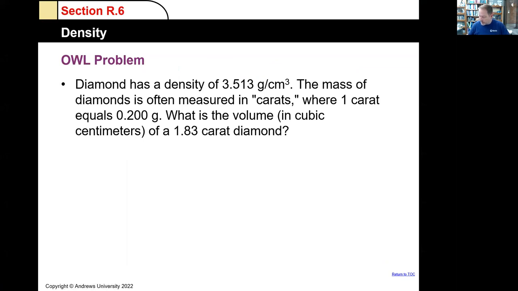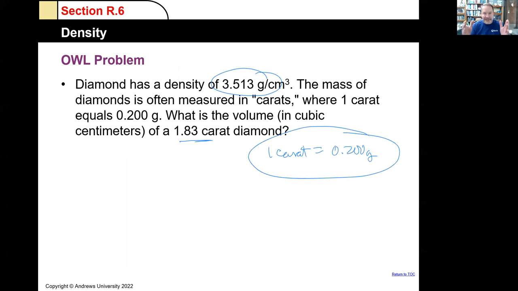This looks very similar, except it looks like this one's got a different number for the number of carats. So don't copy my numbers down. OWL gives you different numbers, even though some of them may be the same. And we've got diamond, its conversion factor. So we don't want to start with that number. It says the mass of diamonds is often measured in carats, where 1 carat equals 0.2 grams. Two things are equal. That's a conversion factor. We're going to use that.